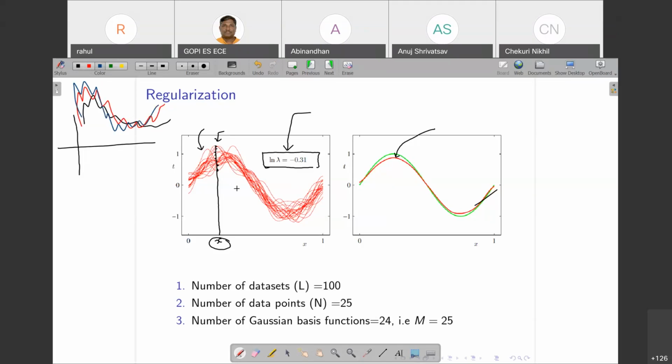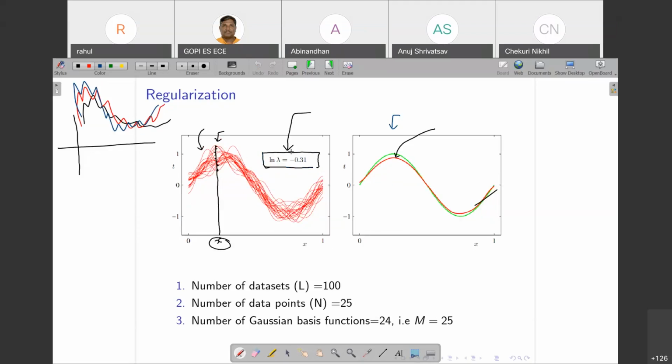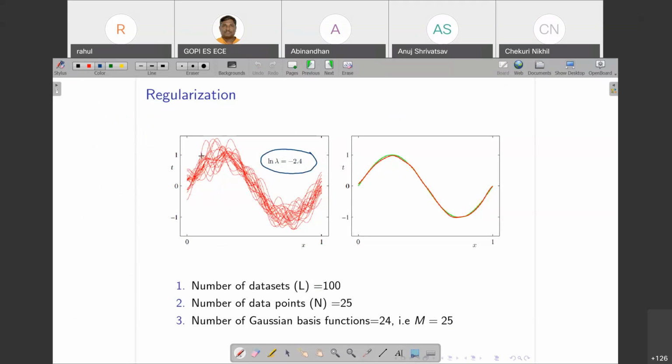But when I take that averaging over all the possible fits, between 0 to 1, you are interestingly getting something so close to this green one. So that is the importance of this regularization. You can see, for example, here your lambda value is something else. Now it is minus 2.4. In the previous case it was minus 0.31, and here it is 2.6, right?